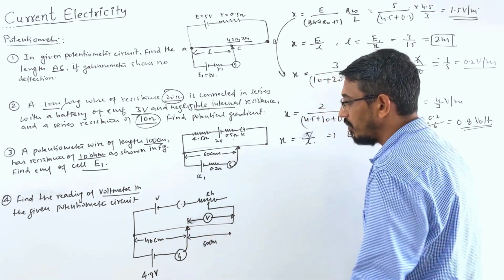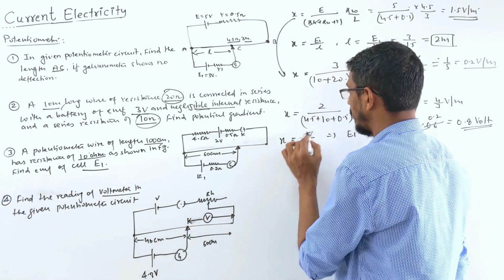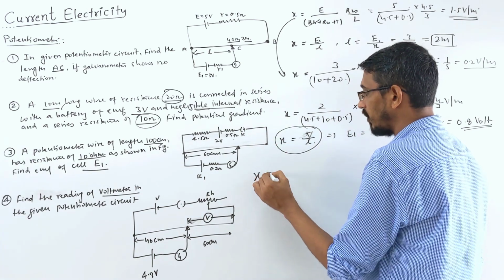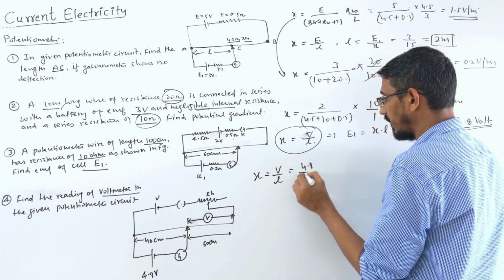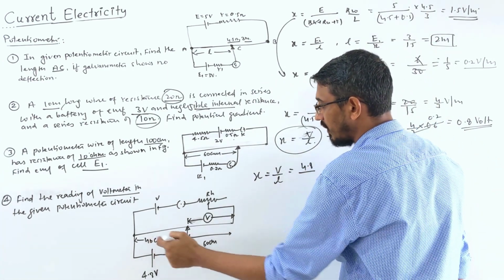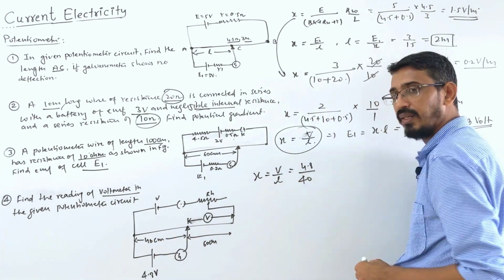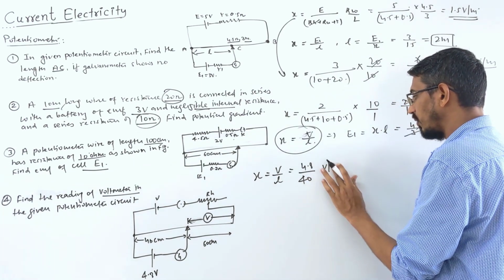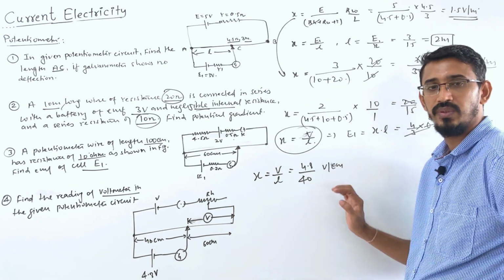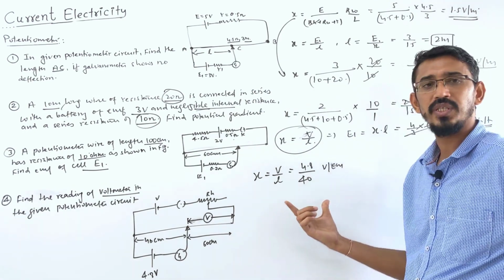It's very easy. Because these two things are given directly, means this is given to you. So directly find potential gradient, V by R. What's the EMF of this battery? 4.8. Correct. What is the balancing length given? 40 centimeter. Correct. I'm writing centimeter big. Okay. So this means volt per centimeter. No need to solve this. This is a potential gradient.